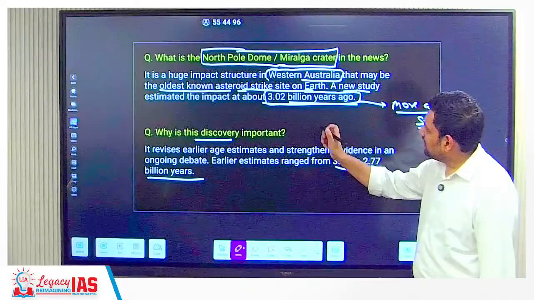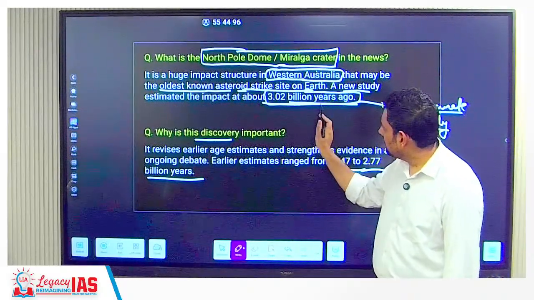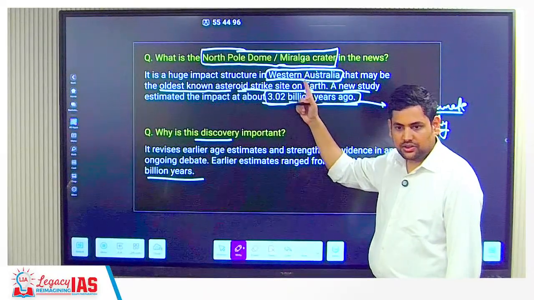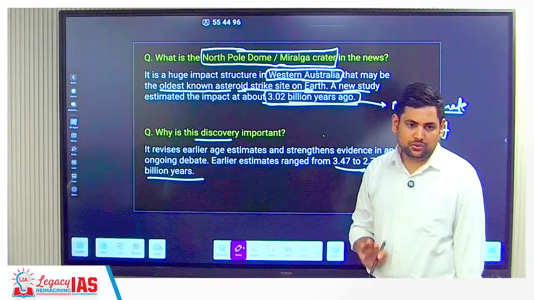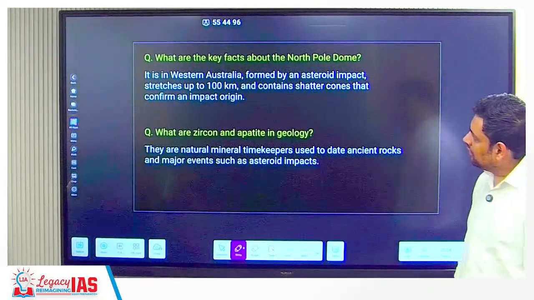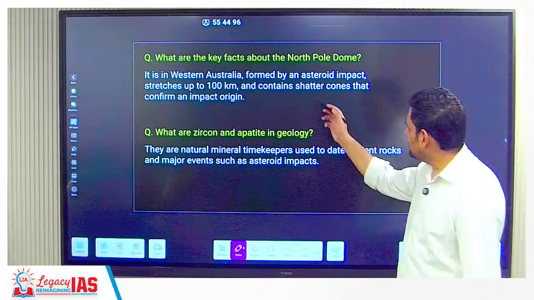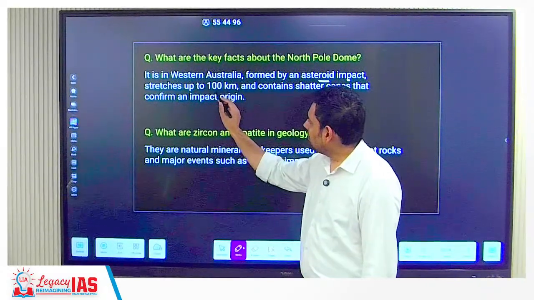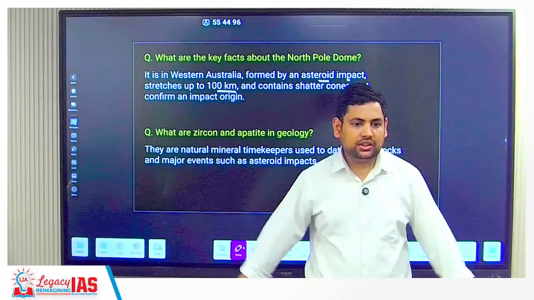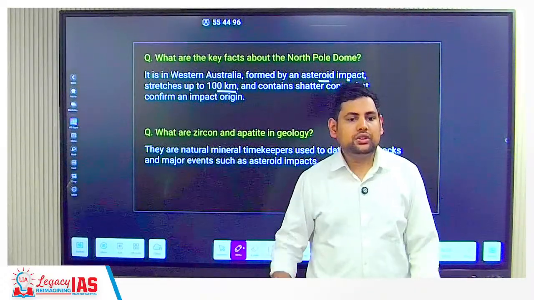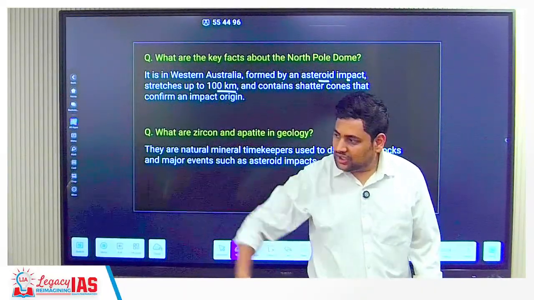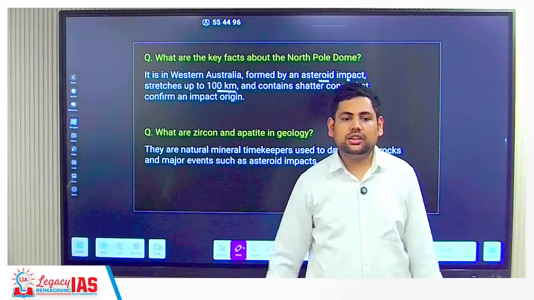Here, the factual version, just these three things: this is the crater, this is where it is located, this is how many years old it is. That's it. Other than that, nothing. Now, key facts. This was an asteroid impact that stretches up to 100 kilometers. Now a 100 kilometer stretch does not mean that it was 100 kilometers large. It was 1 kilometer only, but because it came at such a high speed, when it fell, it affected rocks up to a 100 kilometer radius.